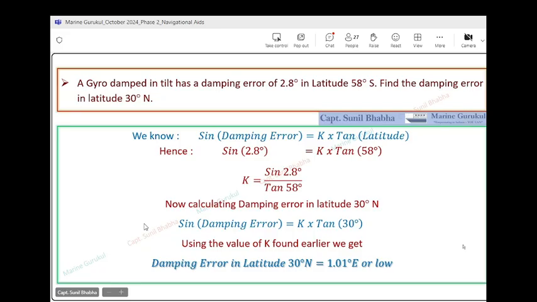Clear beta? Simple? So in the question, the damping error is 2.8 degrees in 58 degrees south, then it will be 2.8 high or west, right? Yeah, that's correct beta. It will be 2.8 degrees west or high. Okay. So let's move on to the next one.